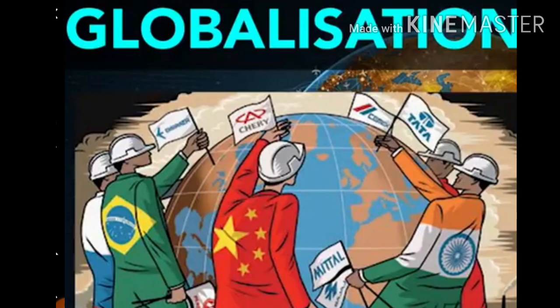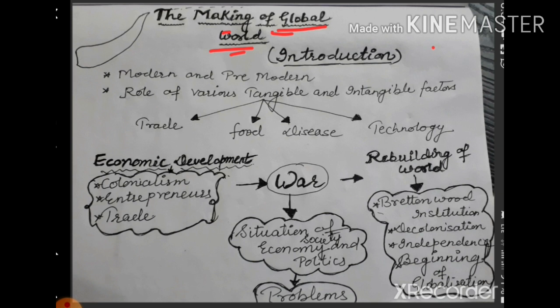Here we discuss the process of making globalization. We will read about the process through which today we live in this global period. Today we are all living in a global village. We are all interdependent and interlinked with the people of other countries. So how did we become part of this global world, which was not there in early times? This we discuss in the modern and pre-modern period.